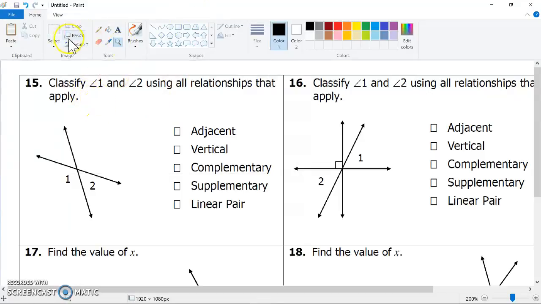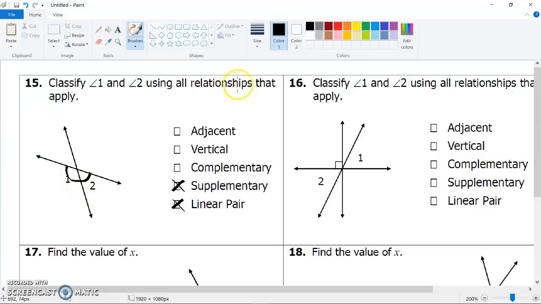15 says classify angle 1 and angle 2 using all relationships that apply. So angle 1 and angle 2, first of all, form 180 degrees. So that means that they are supplementary. Well, angle 1 and angle 2 are also a linear pair because it's a pair of angles. What does pair mean? Two angles. So I have two angles and they form a line. So they are also a linear pair.